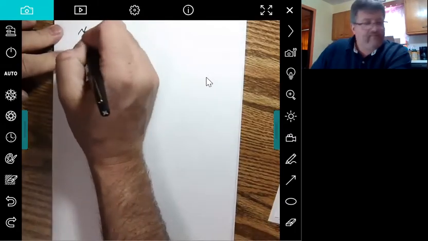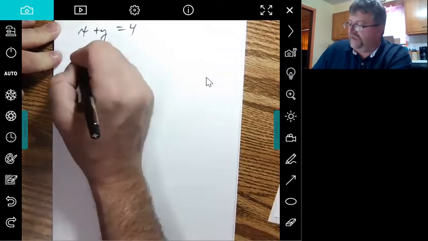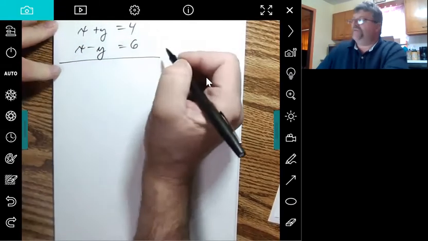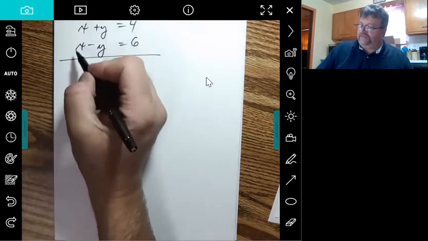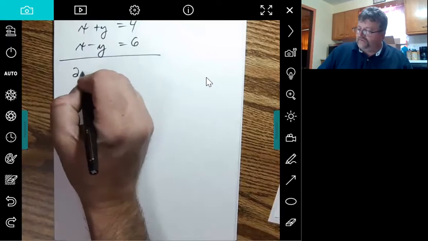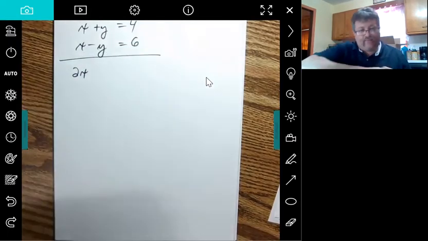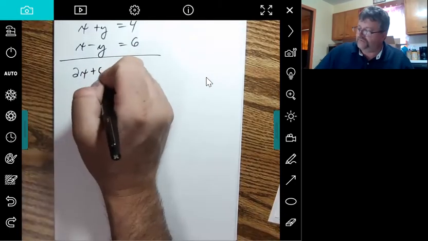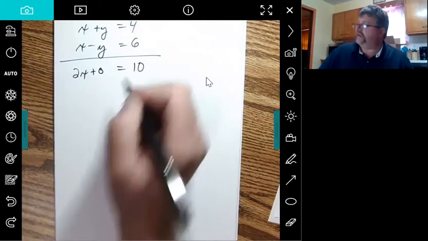Okay, here's an example. X plus y equals 4. X minus y equals 6. I am literally going to add these equations together. X plus x gives me 2x. Y plus negative y, 0, right? I'll just write plus 0, but we don't have to write 0. Equals 4 plus 6 is 10.